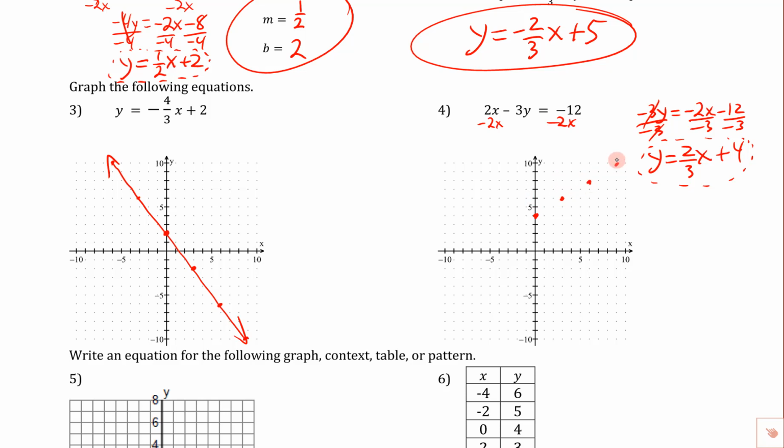You don't need to get really carried away with those points. Just do a couple of them on each side. So instead of going up and right, we're going to go down and left, down and left, down and left. Nice straight line connecting those.